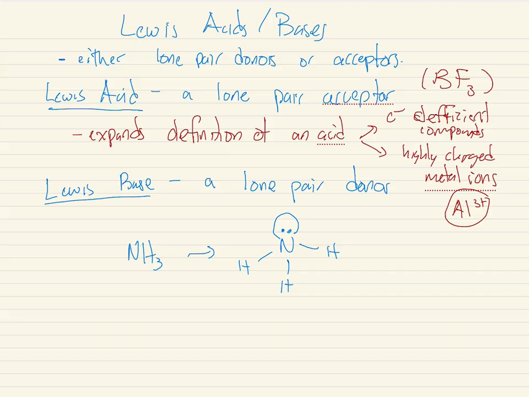So really, a Lewis acid or base just expands the definition of an acid. Anything that's a Bronsted-Lowry acid or base or Arrhenius base will still be considered a Lewis base. It's really the acids that expanded. Yeah. So how do you differentiate them? Like, how can you tell which ones? They're all the same thing, right?